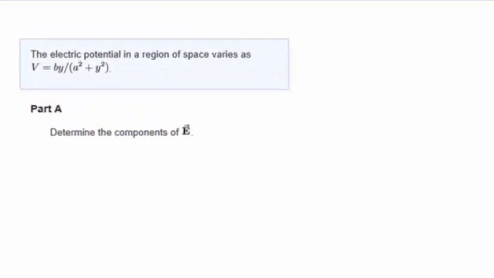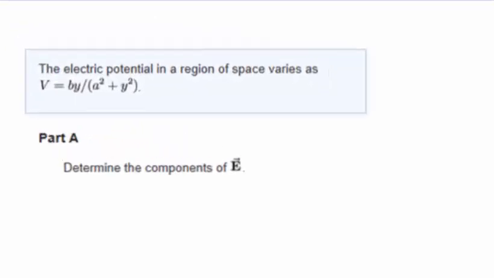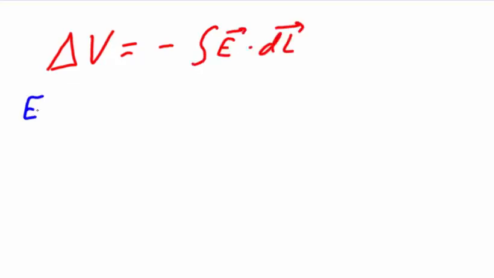Electric potential in a region of space varies as V is By divided by the quantity a squared plus y squared. We are asked to determine the components of the electric field. This problem is another exercise in the relationship between potential and electric field. We remember that differences in potential are given by the integral of electric field, and that electric field components are given by the derivatives of potential.